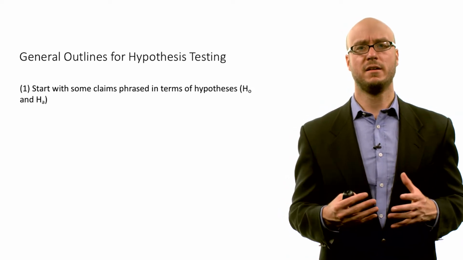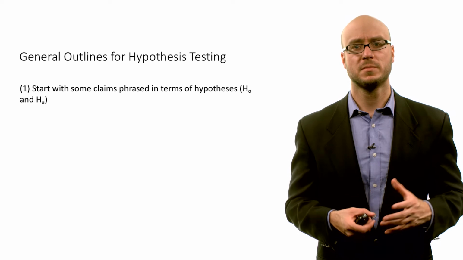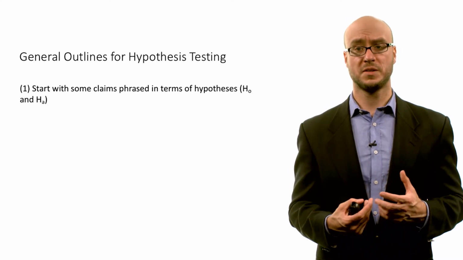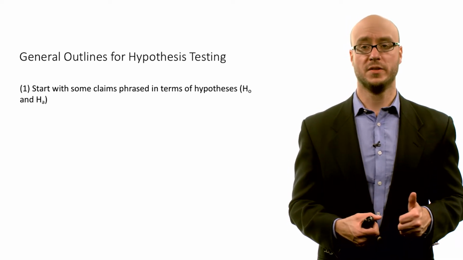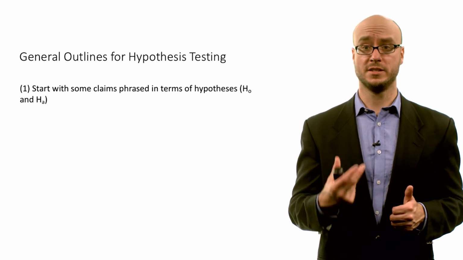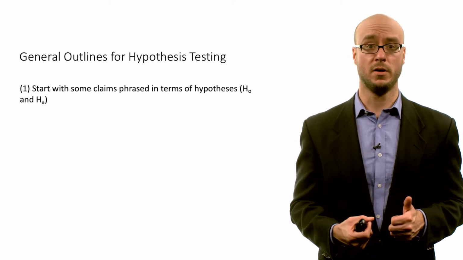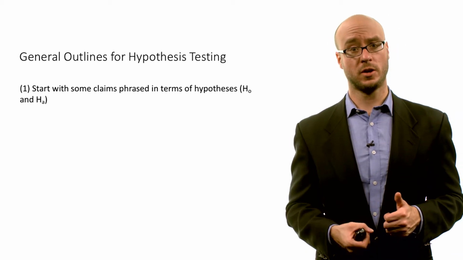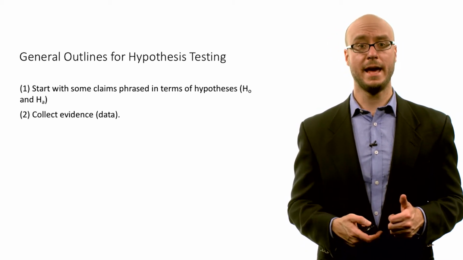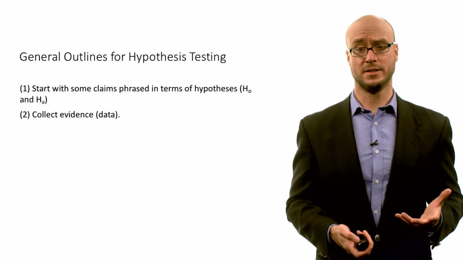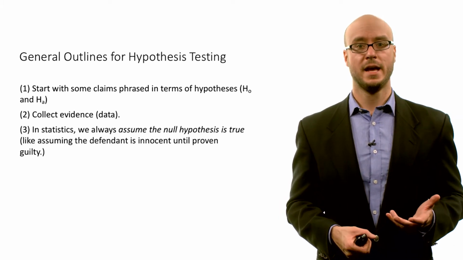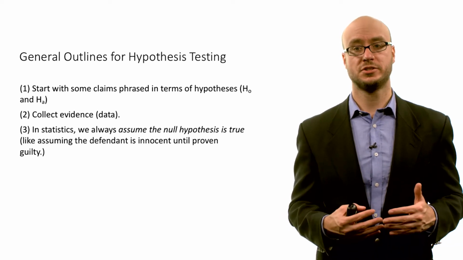So the very general outline of hypothesis testing: you start with some claims and you express these claims in terms of hypotheses. We call a null hypothesis H subscript 0, or H naught, sometimes people call that. And we call the alternative hypothesis H subscript A. Then what we do is we collect some evidence, data, and then we assume the null hypothesis is true. Intuitively, the null hypothesis is typically, not always, but typically the default state of affairs. It's something where nothing interesting is going on.